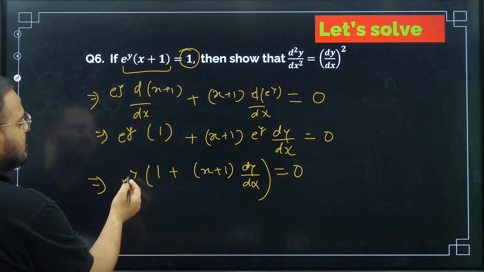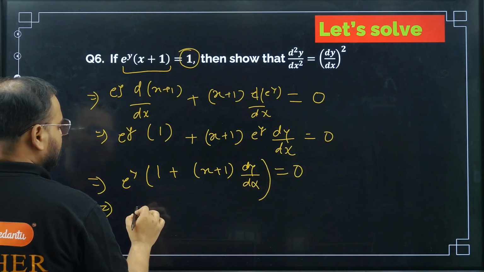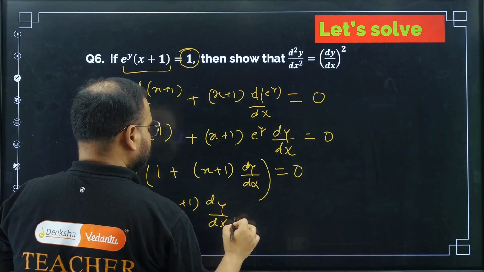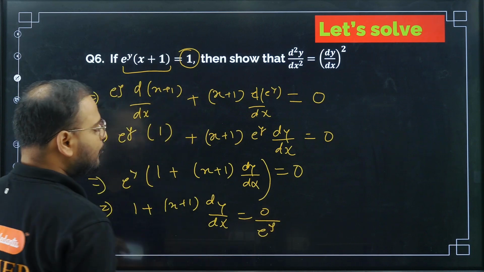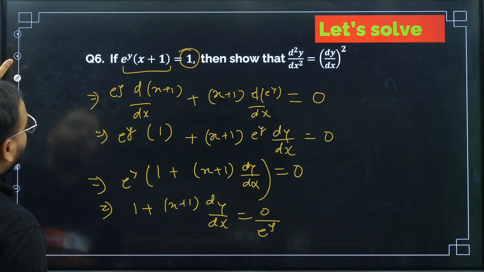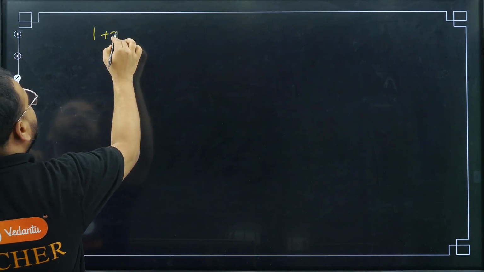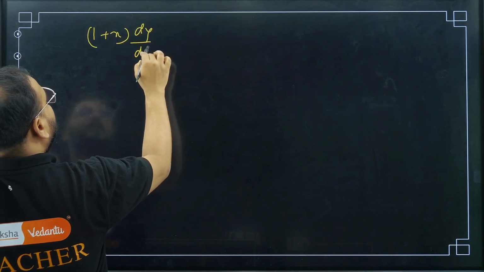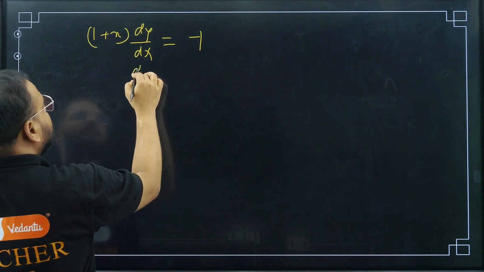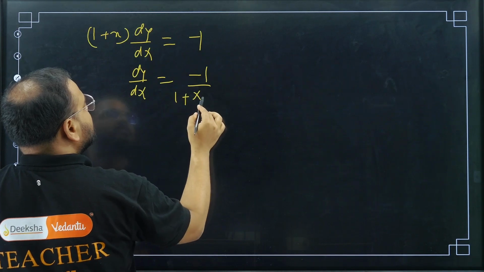Now if I move this e power y over here, it will become 0 only. So I get 1 plus x plus 1 dy by dx equals 0 upon e power y, which is 0. Next, 1 plus x times dy by dx equals minus 1, and bringing this over here, I get dy by dx equals minus 1 upon 1 plus x. Yes or no?